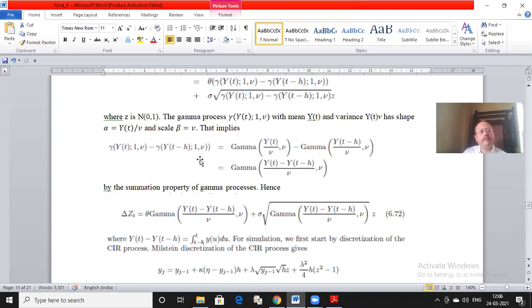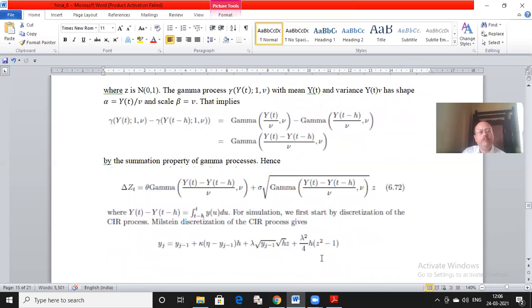Yt is the stochastic arrival time, so it is expressed through an integral. So yt minus h is this integral over t minus h to t of yu du. So for simulation, we first start by discretization of the CIR process for this arrival time. If I use a Milstein discretization of CIR, I will get this yj equal to yj minus 1 plus kappa eta minus yj minus 1 times h, where h is the time step, this is the variance part, and lambda square by 4 h z square is because of the w square term.